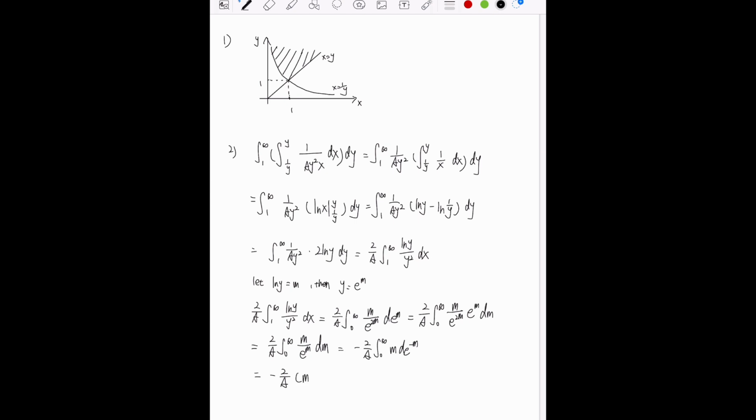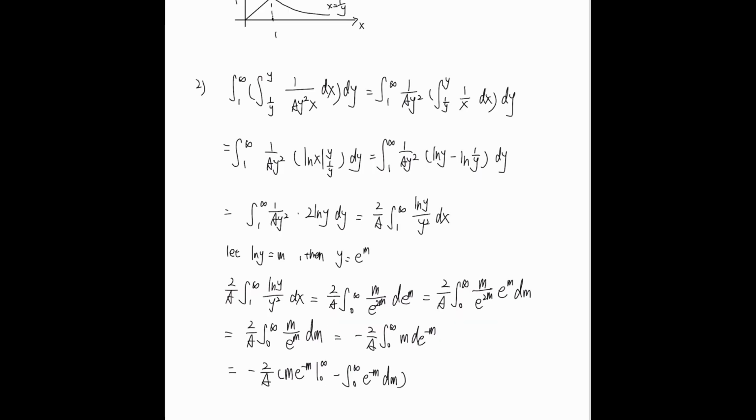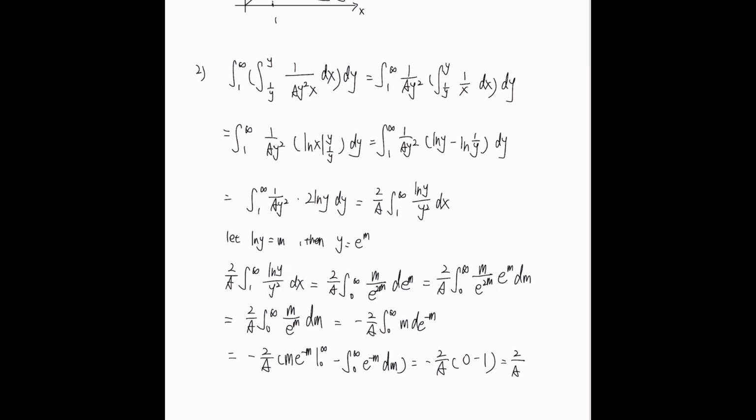times m times e to the negative m from 0 to infinity, minus the integral from 0 to infinity of e to the negative m dm, which equals negative 2 over a times 0 minus 1, equals 2 over a, equals 1. So we can get a equals 2.